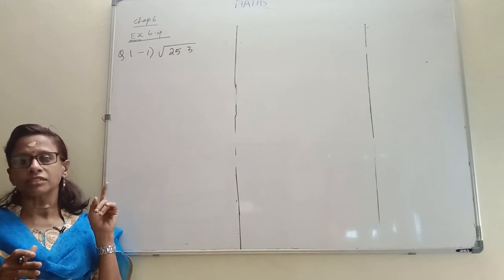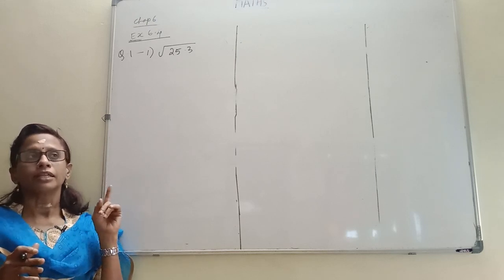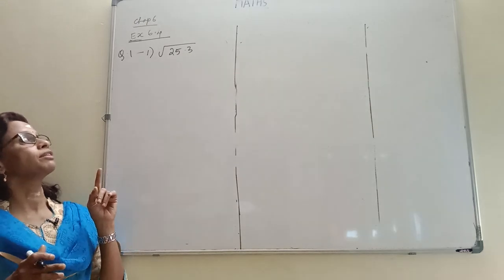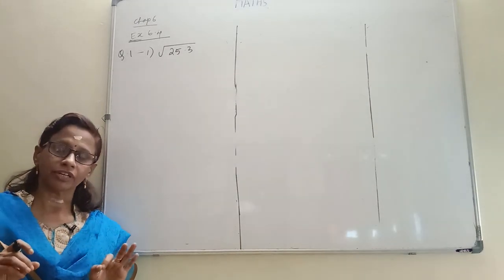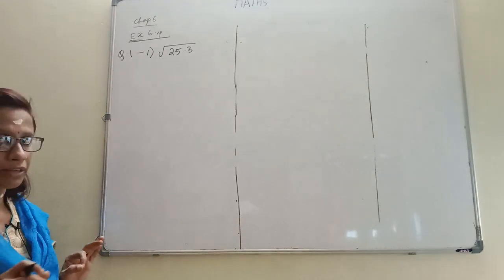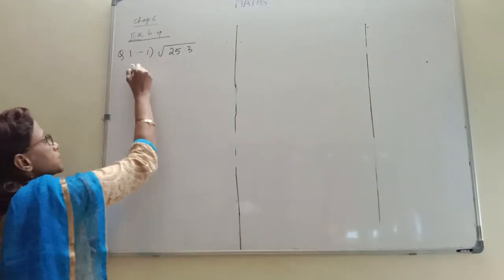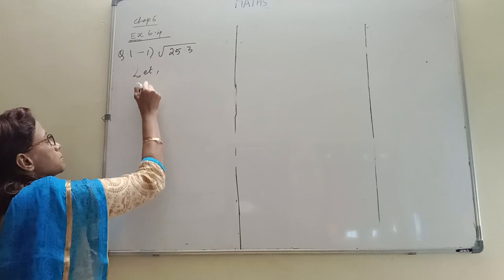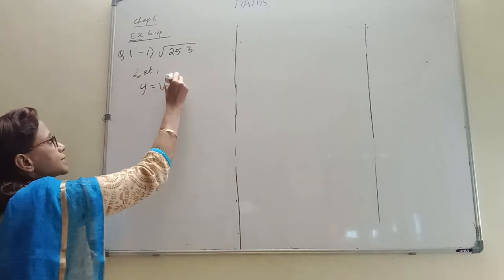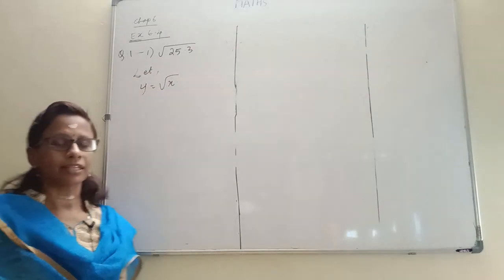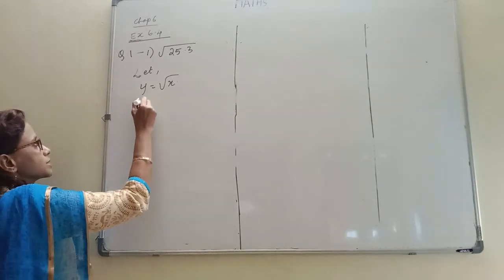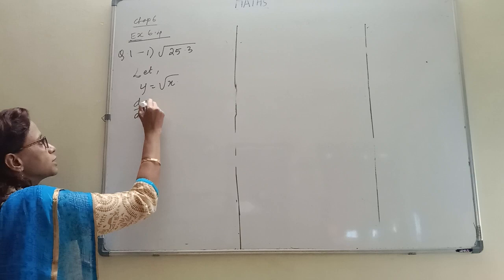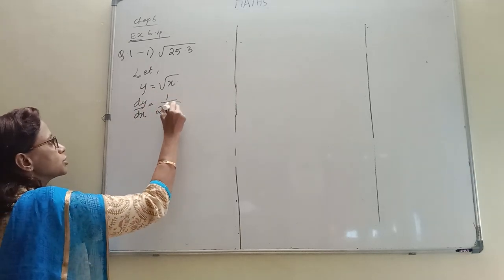For us, in this first question, first subpart, they have given us root of 25.3. So basically it's a root function, and our definition is going to be that way. That's our very first step. Let y be root of x. The very next step is dy by dx. We all know that dy by dx for root x is 1 by 2 root x.